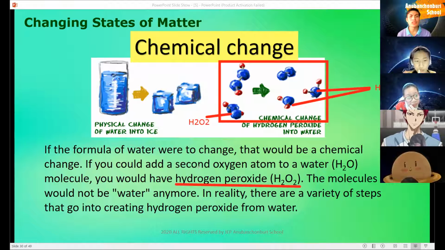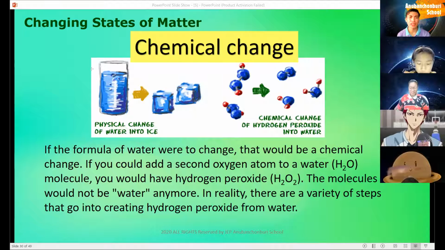What is this? If you add a second oxygen atom to water, if you add extra oxygen to the water, you would have hydrogen peroxide. The molecules would not be water anymore because you change it into hydrogen peroxide. So are they the same? No, they are not the same anymore. But the first one here, the water and ice, they're the same water. But this and this are not the same. So that is what we call a physical and chemical change.